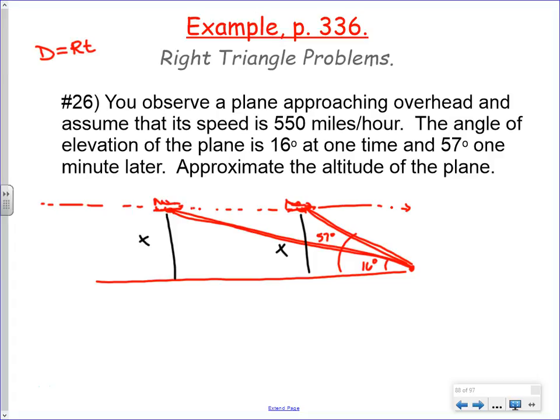I can use distance equals rate times time, but wait, what time do I have? How long was he flying? Okay. So distance equals rate times time, but hours and minutes aren't going to cut it for me. So we either change the minute to hours or the hours to minutes. Which one makes more sense? Hours to minutes. Yeah, I think so too.